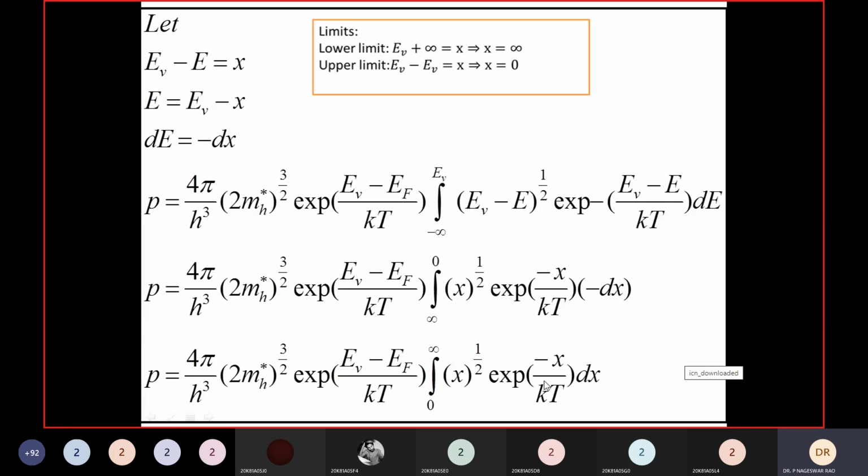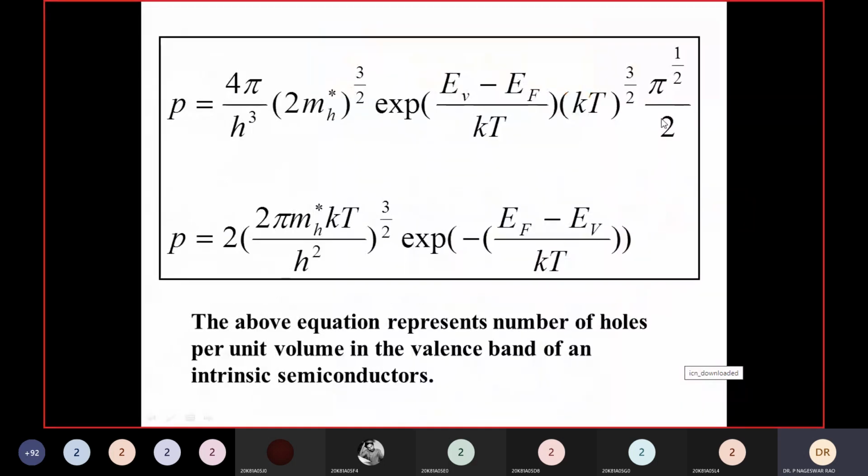Same as previously, we apply the same formula here. What is the formula? Root pi by 2a power 3 by 2, where a is 1 by KT. If you substitute that value and simplify, we get p is equal to 2 into (2 pi m h star KT by h square) whole power 3 by 2 into exponential of minus (EF minus EV) by KT, taking the minus common. This is the density of holes.